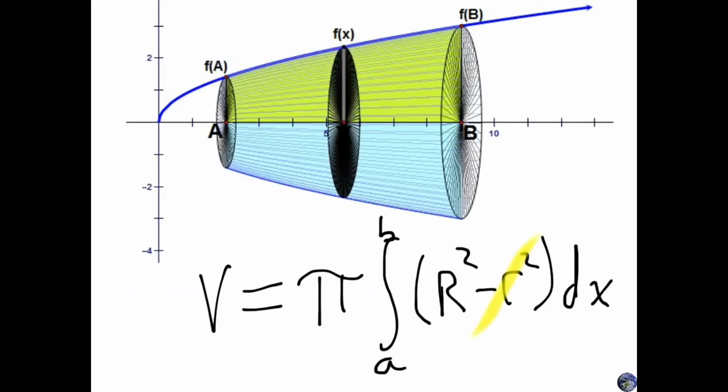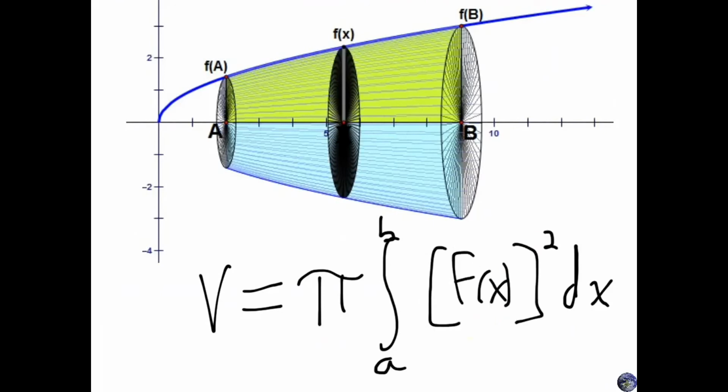So in that kind of case, you don't need that little r squared. And if you think about what big R is going to be this time, big R is just your function value right there. So generally what people do is rewrite this equation in a simpler form. Sometimes people just call this disks instead of washers, because you're just adding up all the circles, and they just write it as pi times the integral of f of x squared dx.